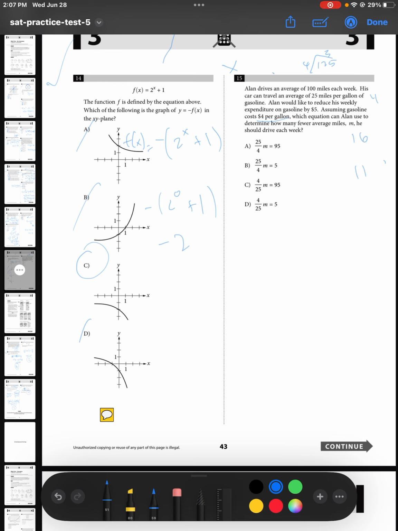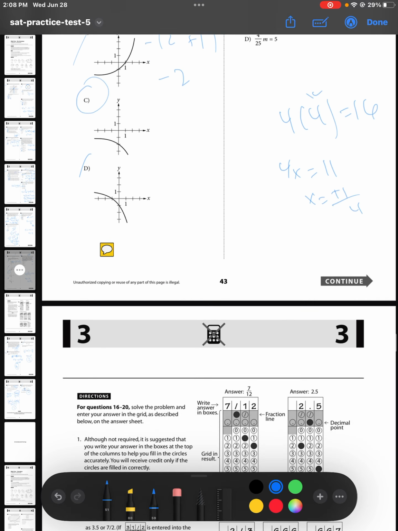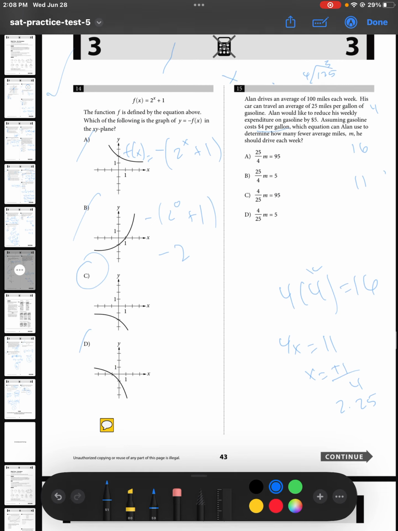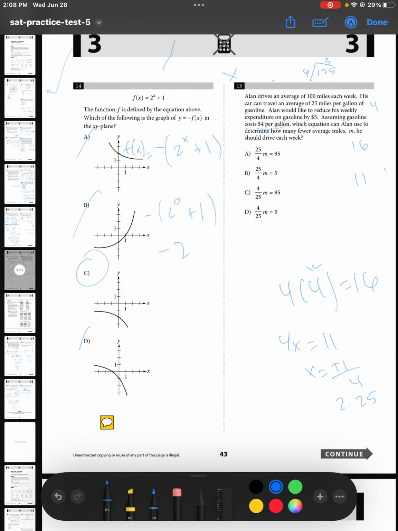So, in order to spend $11, like over here we did 4 times 4 equals 16. Well, now we want to find this number, so we do 4x equals 11. So x equals 11 over 4. And that's how many gallons he did, which is 2.25 gallons. Okay.